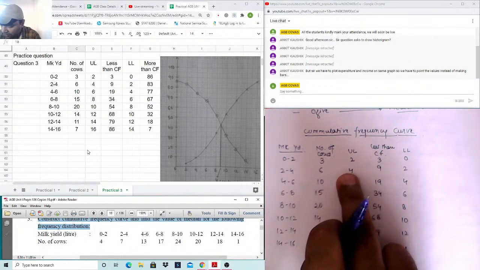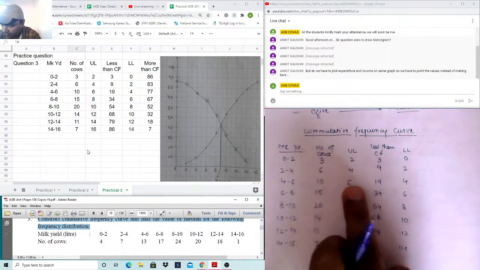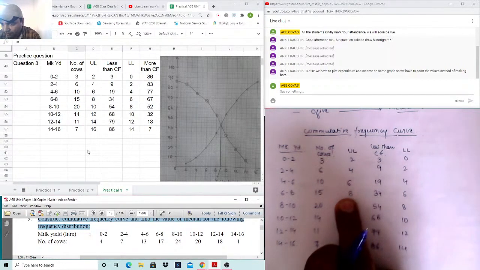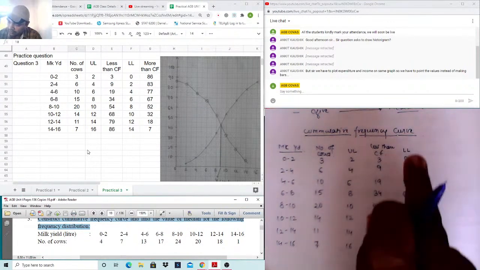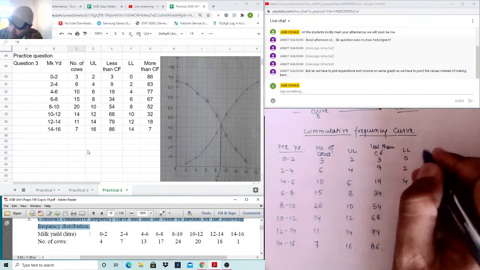3. Less than 4 liter of milk? 9. Less than 6 liter of milk? 19. Less than 8 liter of milk? 34. Less than 10 liter of milk? 54. Now in this lower limit is the more than.